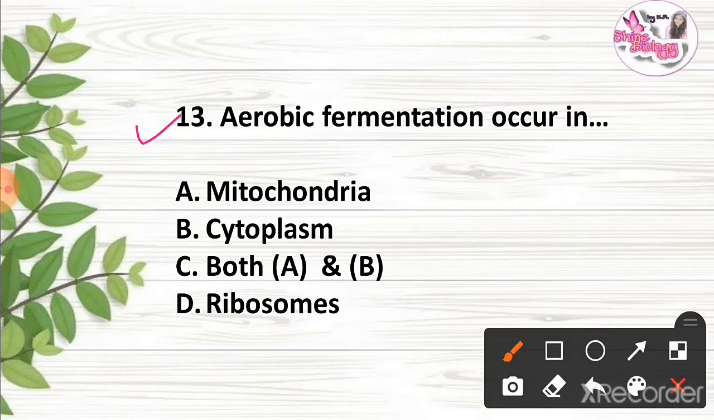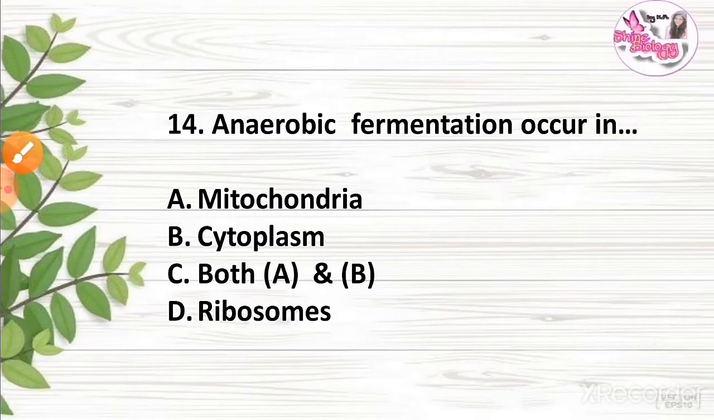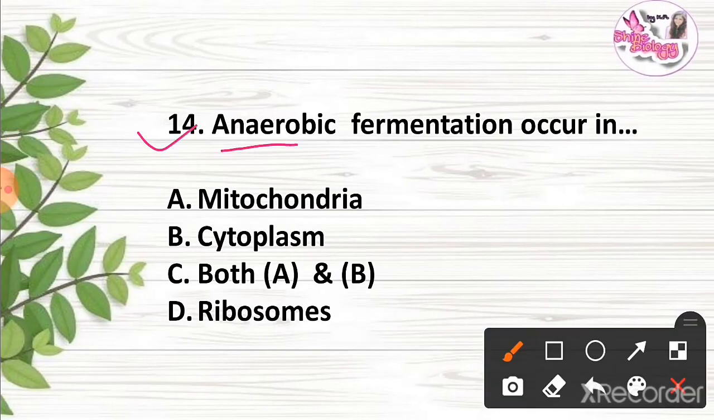Question 13. Aerobic fermentation occurs in? The correct answer is option C. Both A and B, mitochondria and cytoplasm. Question 14. Anaerobic fermentation occurs in? The correct answer is option B, cytoplasm.